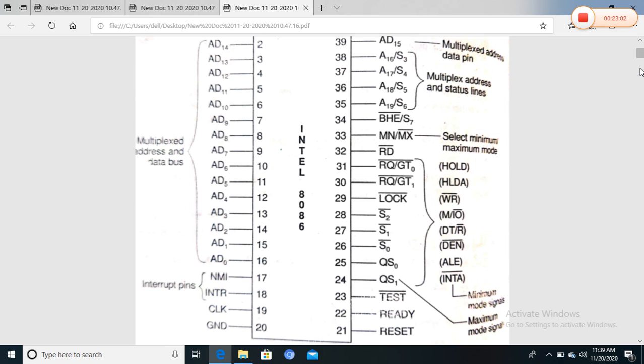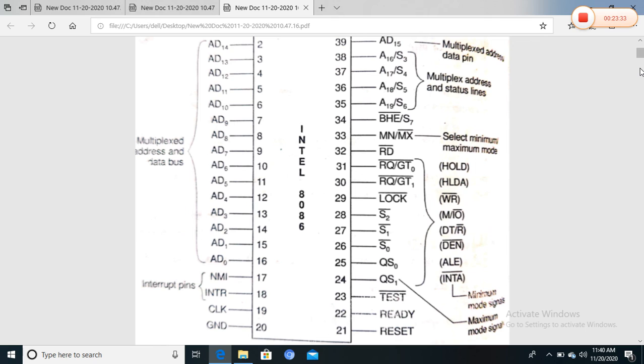For maximum mode, when the MN/MX bar pin is grounded, the processor enters maximum mode. The pins in maximum mode are QS1 and QS0, the queue status. These lines provide information about the status of the instruction queue, which we study in the architecture.